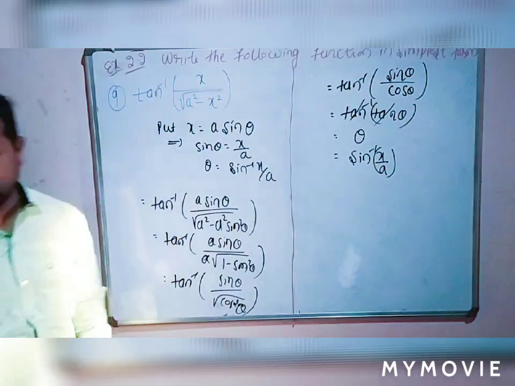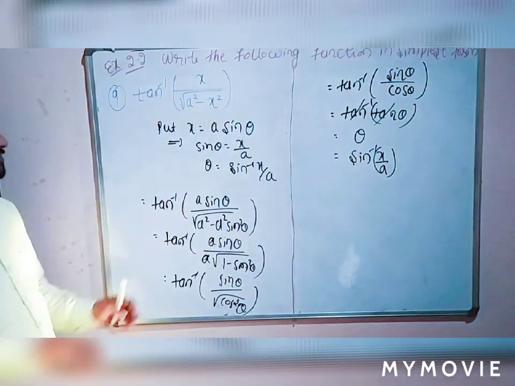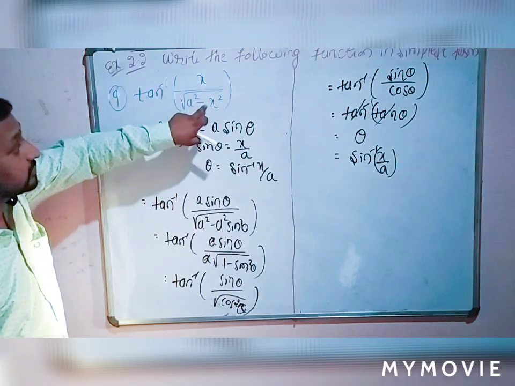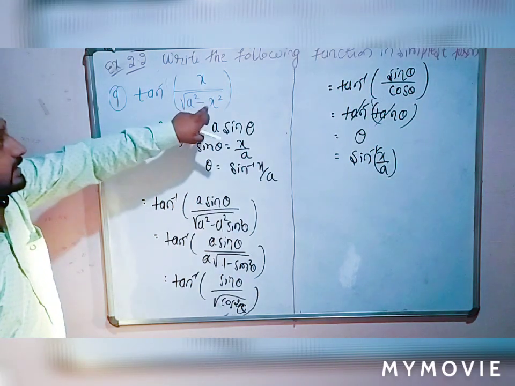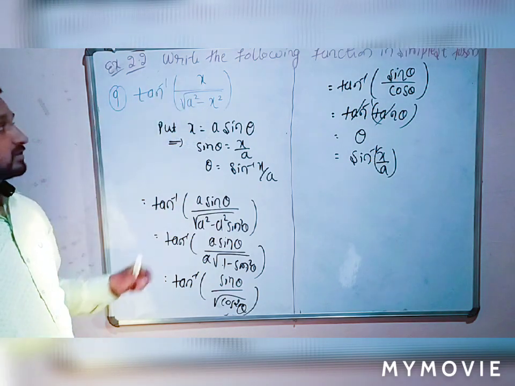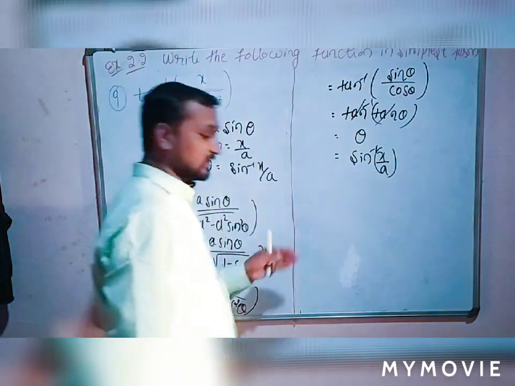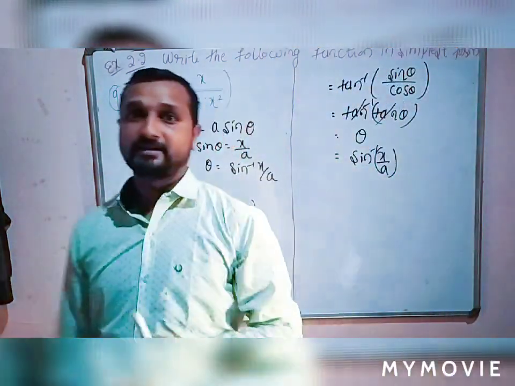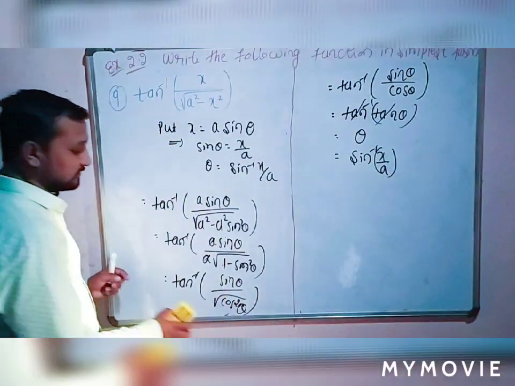So this is a very easy example. Write down, students: put x equal to a sin theta. Take a square common, here also a gets cancelled. So in this type of example we'll put x equal to a times the trigonometric function. Is that clear? So another example is there.